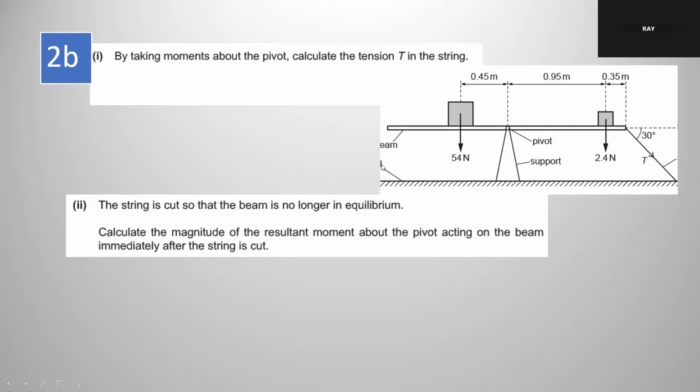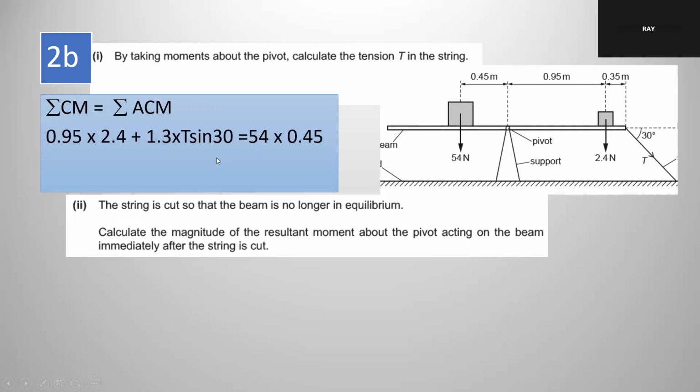Taking moments about the pivot. There's a pivot. Calculate the tension. Sum of clockwise moments equals sum of anti-clockwise moments. So clockwise moment about here will be this one, 2.4 times 0.95. And then the other one, these two added together, is 1.3. And then take the perpendicular component, so it's d sine 30. Then 54 times 0.45 anti-clockwise. Okay, my answer I got 35.7.